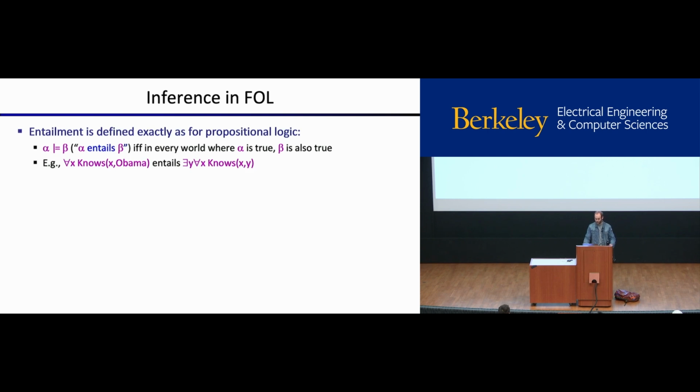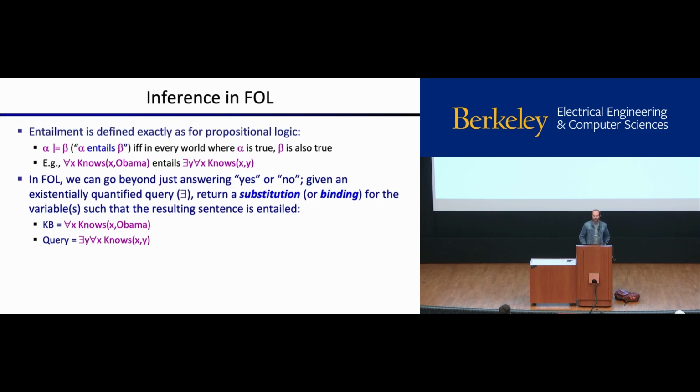Okay, inference in first-order logic. Entailment is defined exactly as for propositional logic. Even though possible worlds are a whole different kind of deal, entailment is defined the same way. So alpha entails beta if and only if in every world where alpha is true, beta is also true. For example, if we have for all x, x knows Obama, that entails there exists a y such that for all x, x knows y, namely Obama.